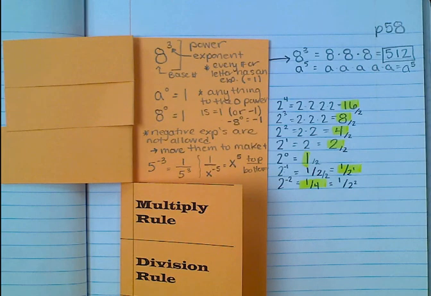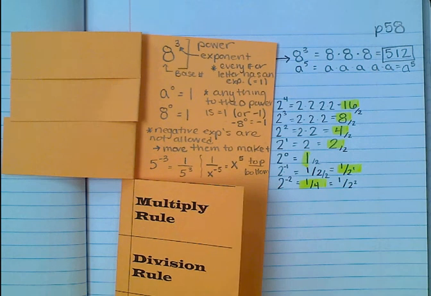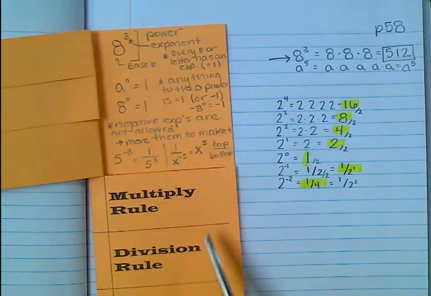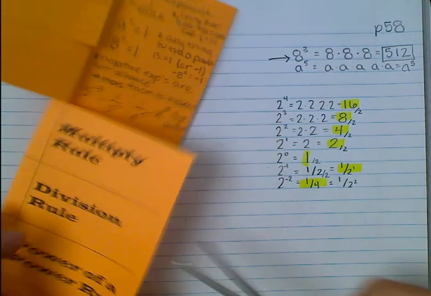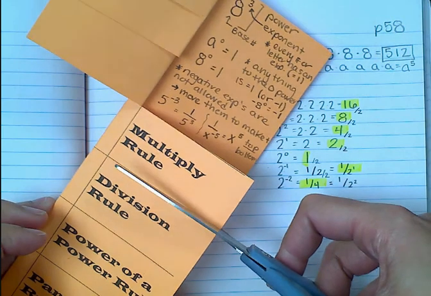Okay, welcome back to exponent rules. So on page 5758 in your notebook, we're going to talk today about the multiplying rule and power of a power rule, which is kind of weird because they're split up. Anyways, let's cut along these lines.